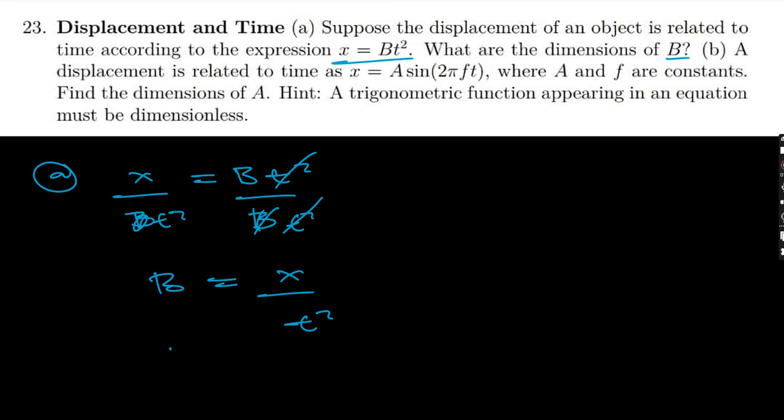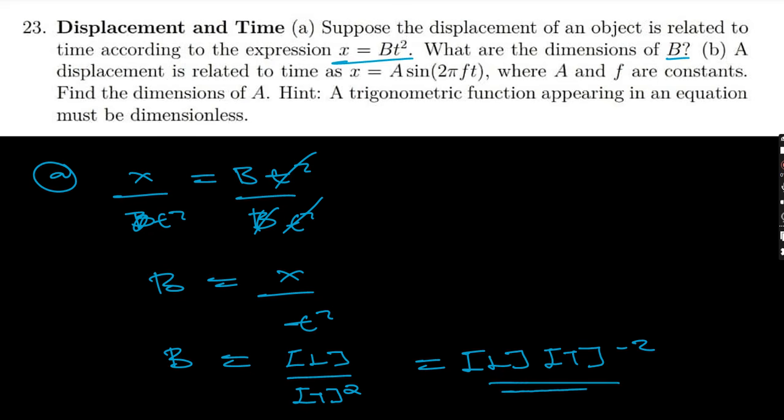Now, as usual, the dimension of x is displacement. This is actually length over t squared. If you want, we can take t to the power 2 on top, and it's going to gain a negative. We're going to have t to the power negative 2. These are the dimensions of b.